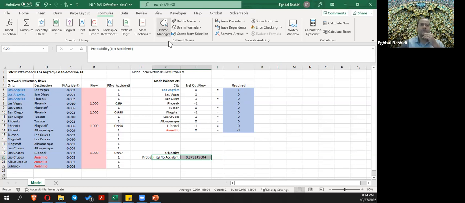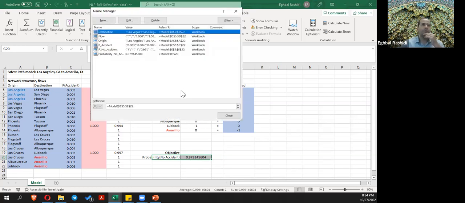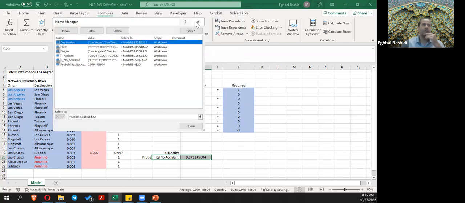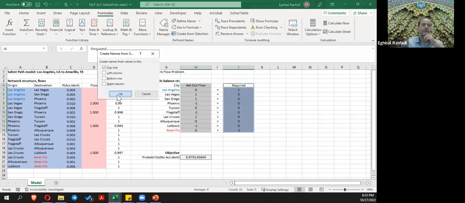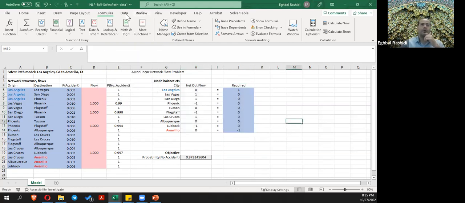And did I name the required? I didn't really name that one. Origin, flow, destination, required flow. I don't have the required flow named. I'm going to name this also. Okay, so I think I'm done.